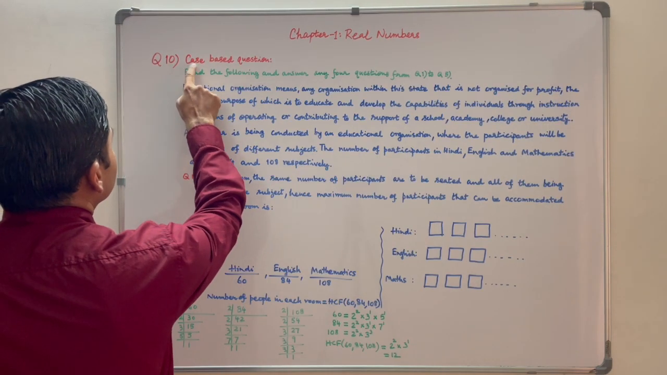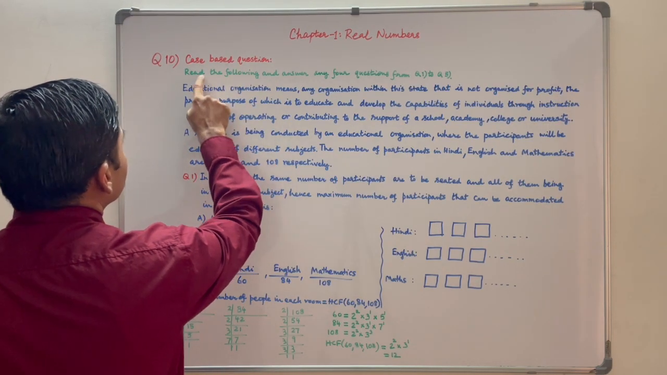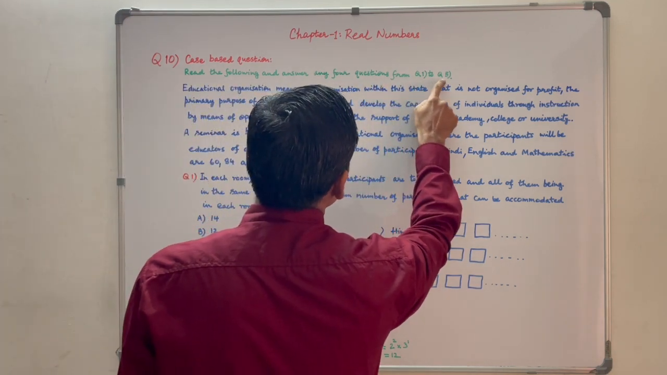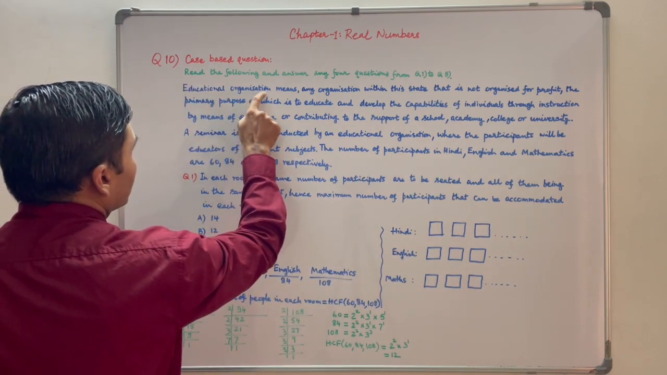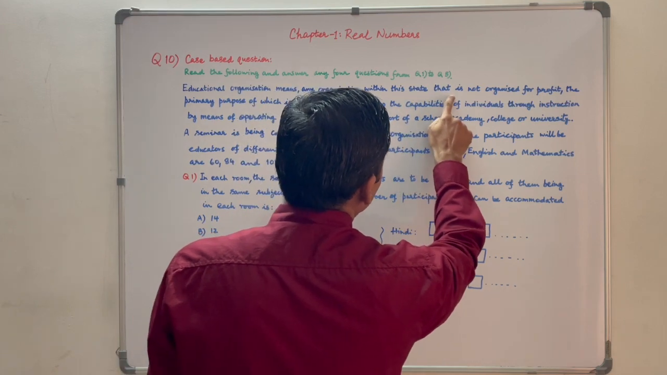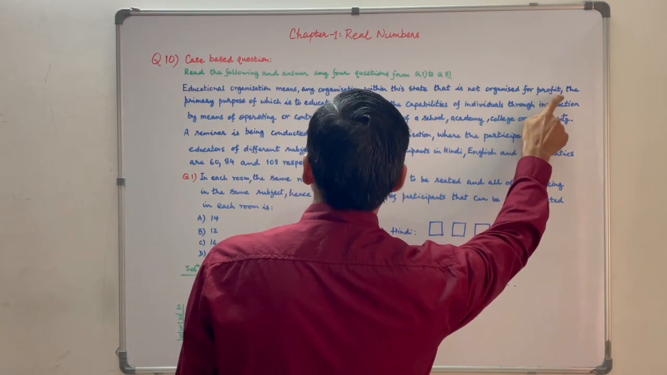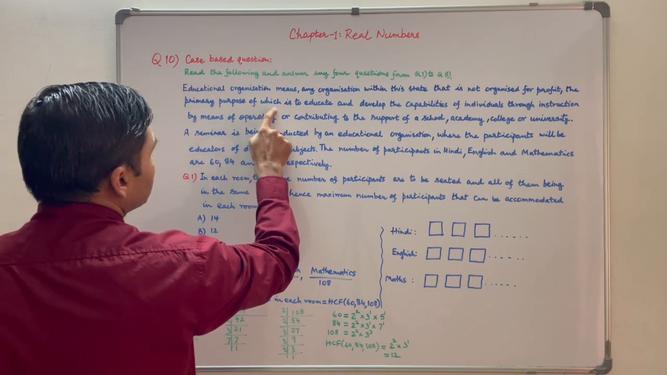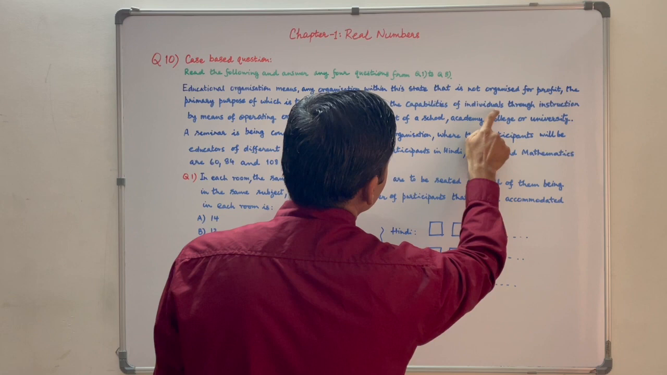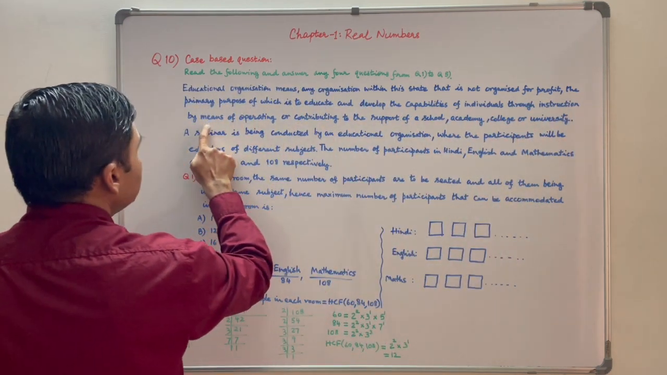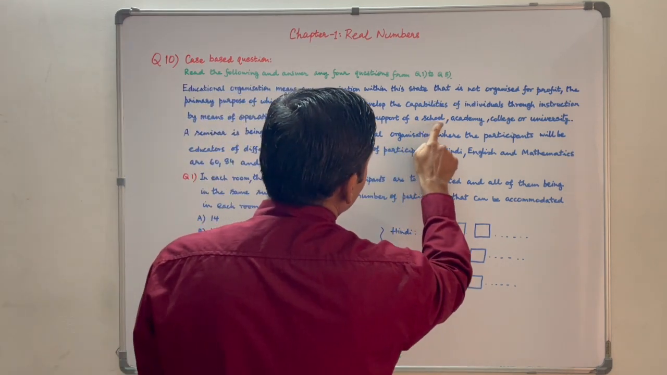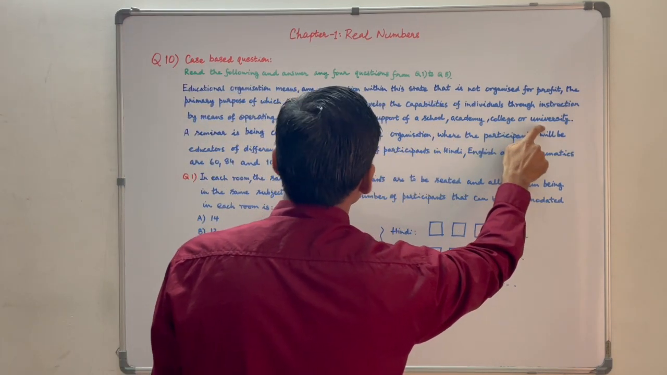Last question, it is a case-based question. Read the following and answer any 4 questions from Q1 to Q5. Educational organization means any organization within this state that is not organized for profit, the primary purpose of which is to educate and develop the capabilities of individuals through instruction by means of operating or contributing to the support of a school, academy, college, or university.